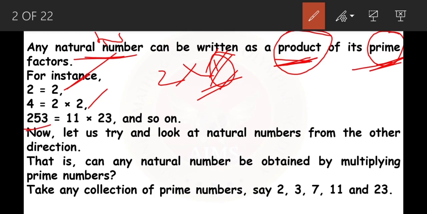Suppose we have 253, how do we write it as a product of prime factors? We can write it as 11 into 23. Like that and so on. We have so many examples where a natural number like 2, 4, 253 can be written as the product of prime factors.